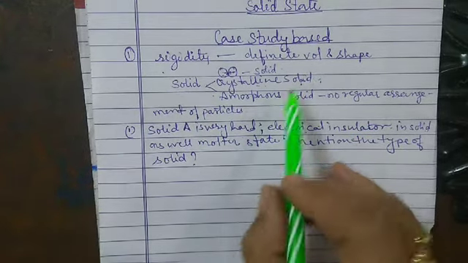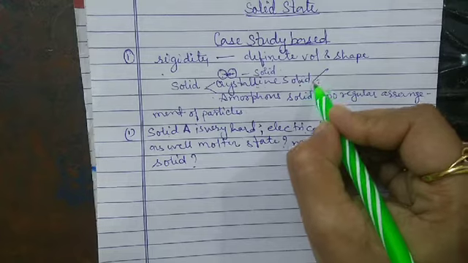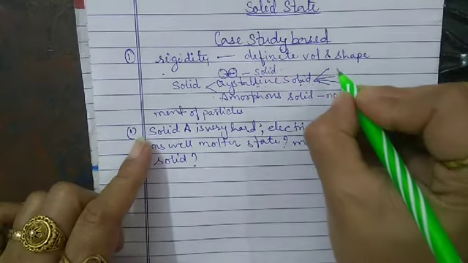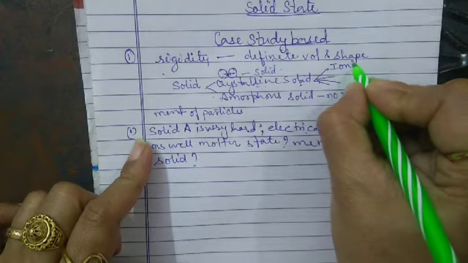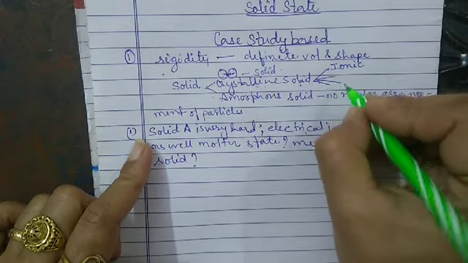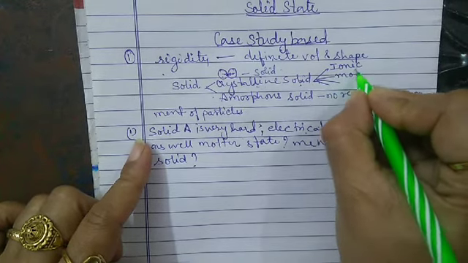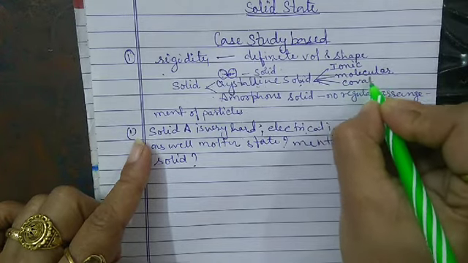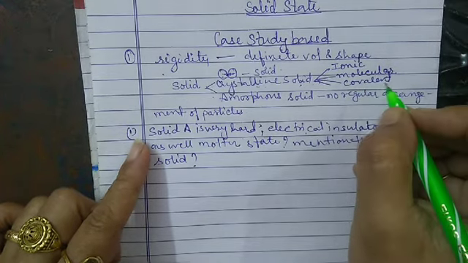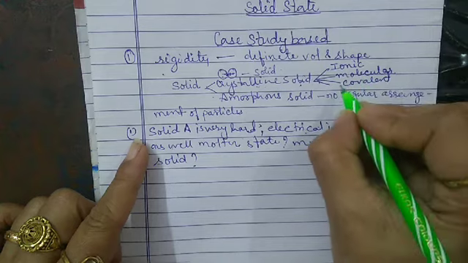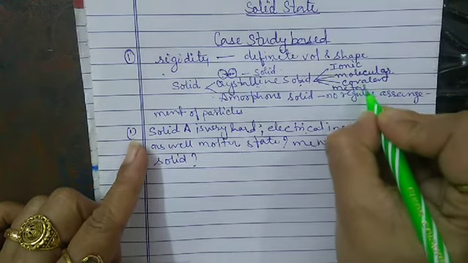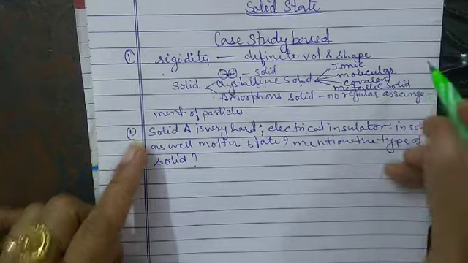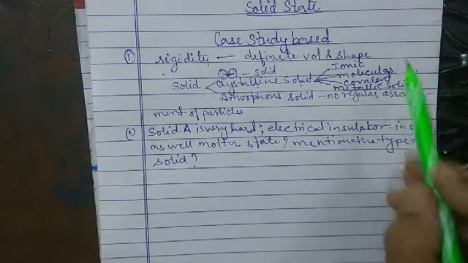Now we have studied the types of the crystalline solid. The first one is ionic solid. The second one is the molecular solid. The third one is the covalent solid, and the fourth one is the metallic solid. So you have to find the answer from these four.